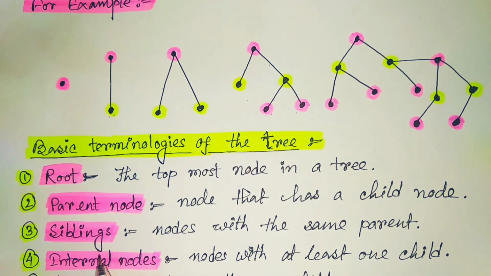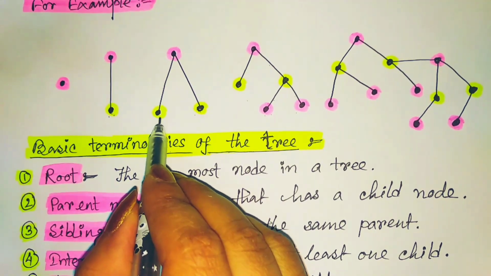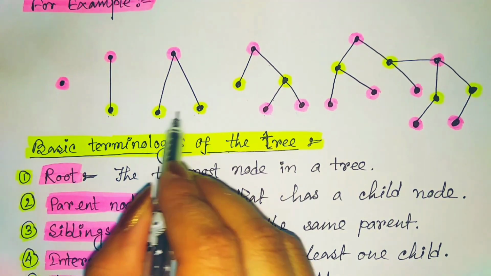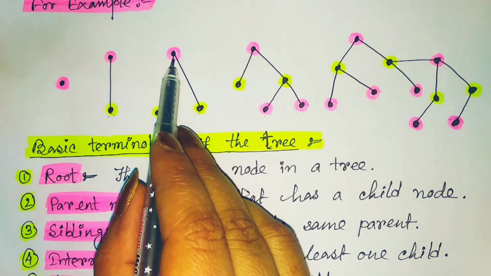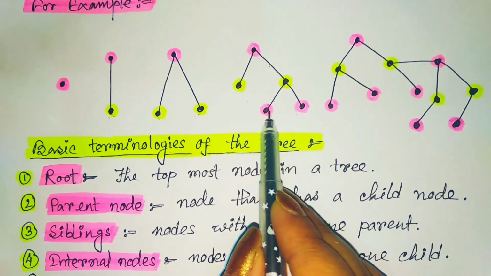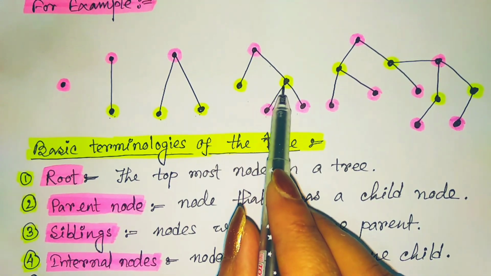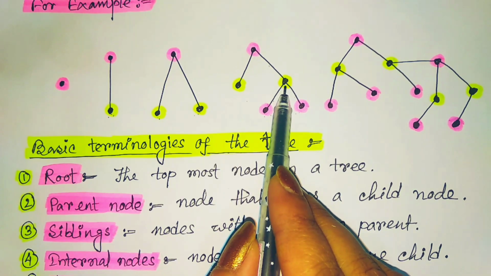Next is the siblings. Siblings are what? Nodes with the same parent. That means we can say these two nodes are siblings because both of these two nodes have the same parent. Again, these two we can say are siblings because both of them have this one as the parent.